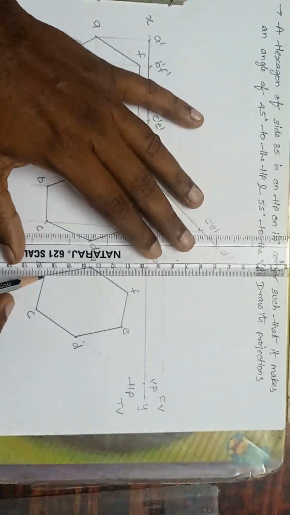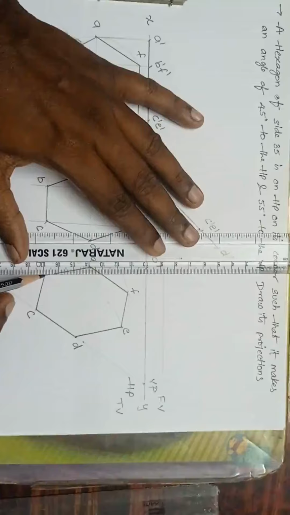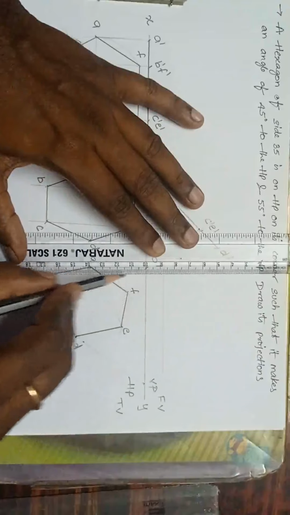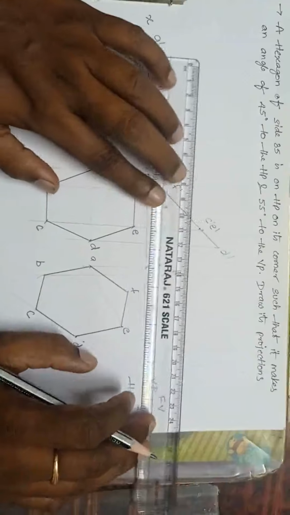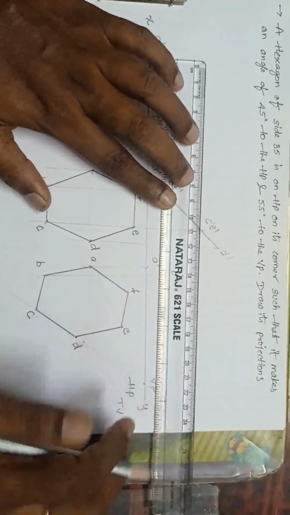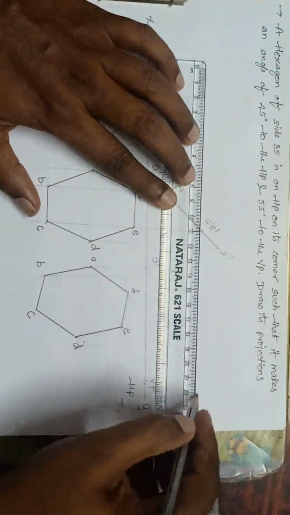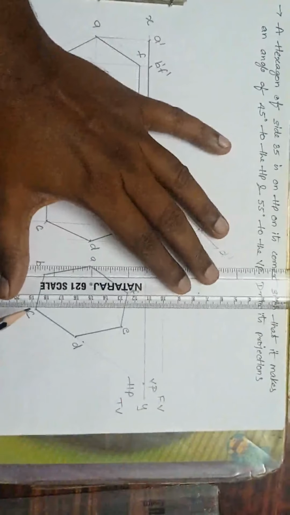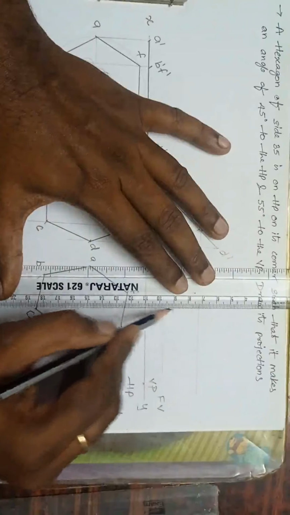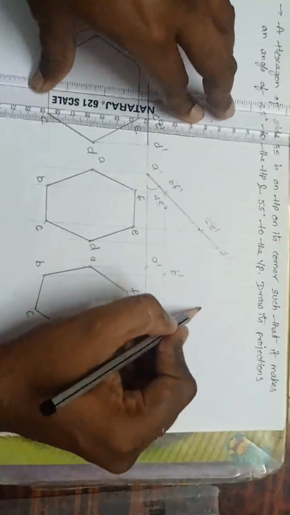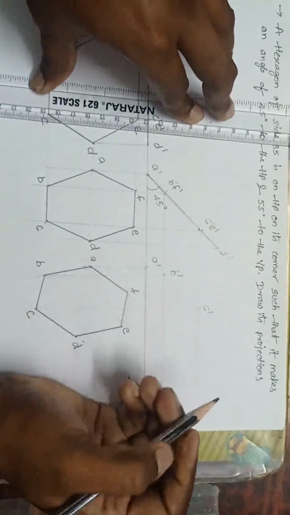From B dash, horizontal line. From B, drop the perpendicular line. So the meeting point, what is this? B dash. Next, from C, it should be a horizontal line. From C dash, horizontal line. From C, perpendicular line. Okay, now this is C dash.